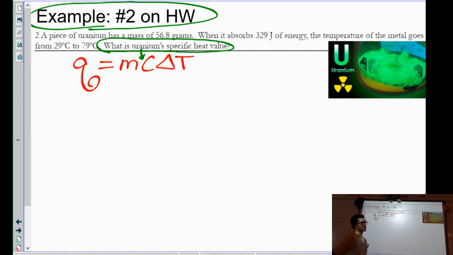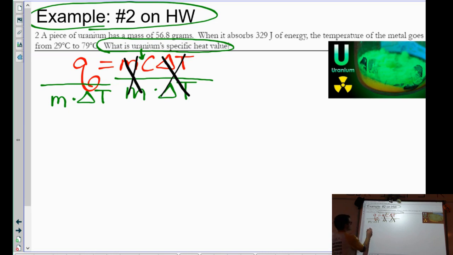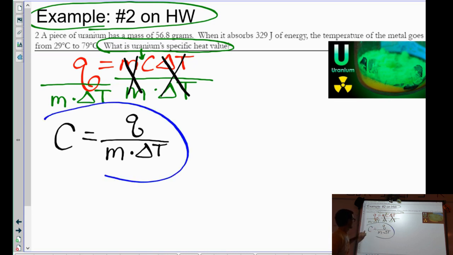So I got my equation. If I want to algebra it correctly, I divide both sides by M delta T. The reason that works is fancy schmancy algebra, because the masses cancel out and the delta T's cancel out. So you can rewrite your equation as C equals Q divided by the quantity of M times delta T. And you've already done all the division stuff here, so you already have your equation.